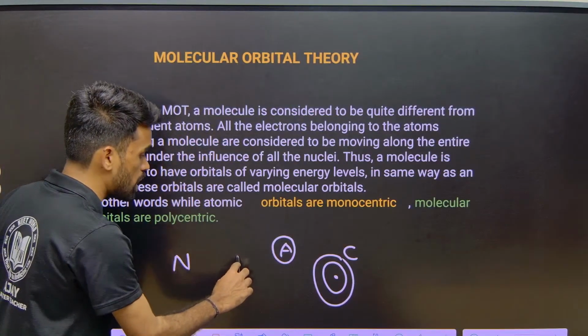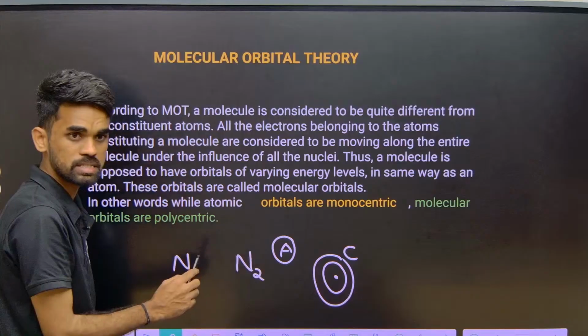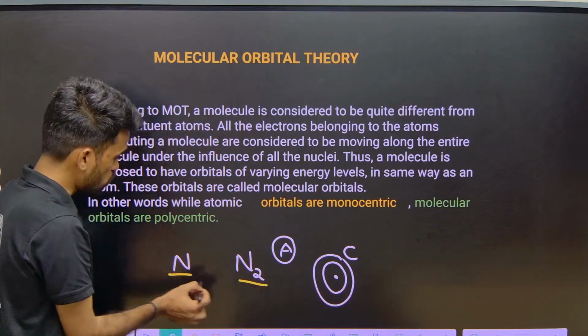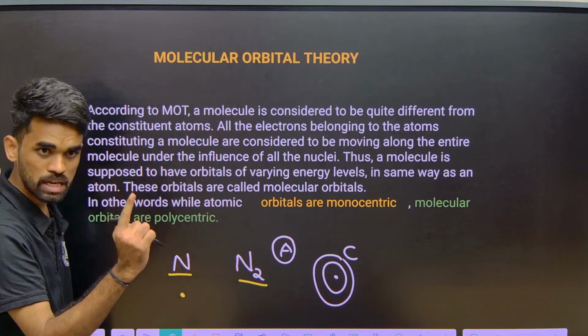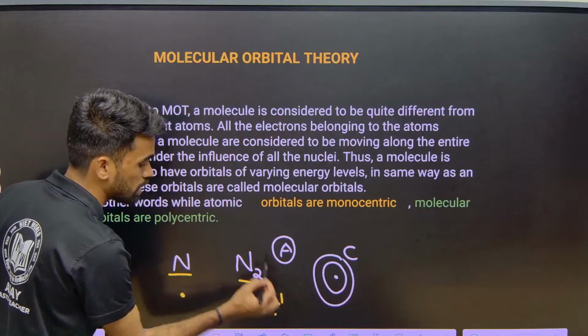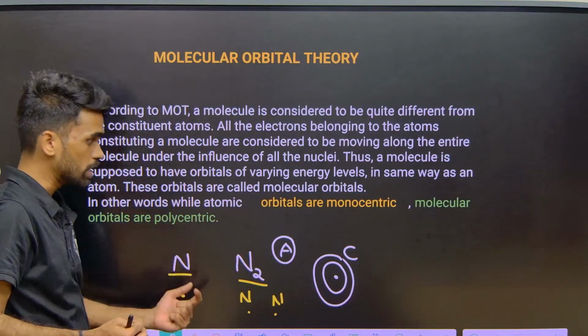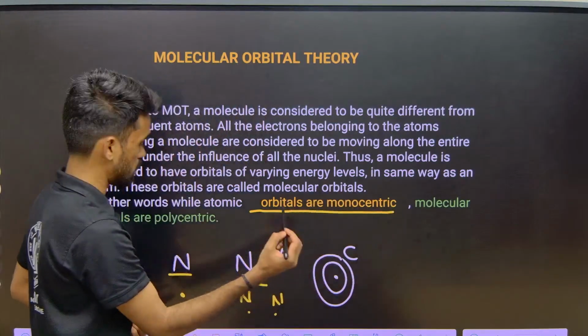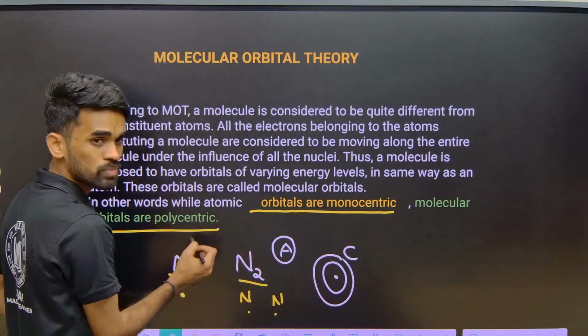So nitrogen molecule means it is N2. It is not monoatomic, it is diatomic here. Monoatomic has one nucleus, diatomic means two atoms are there. So there should definitely be two nuclei. Here there is a term: orbitals are monocentric, whereas molecular orbitals are polycentric.